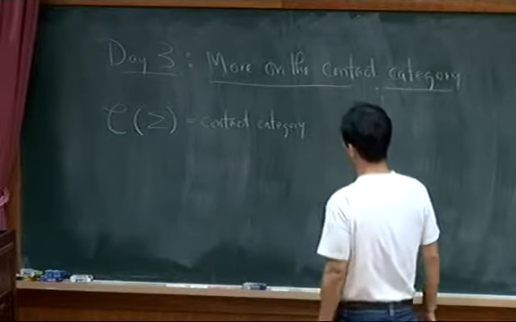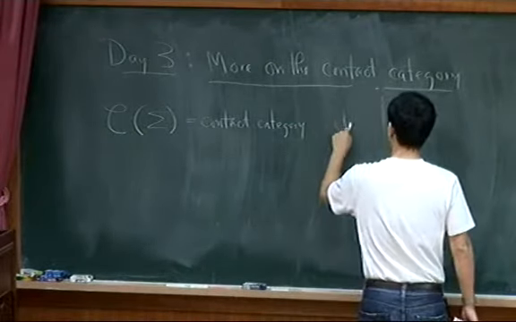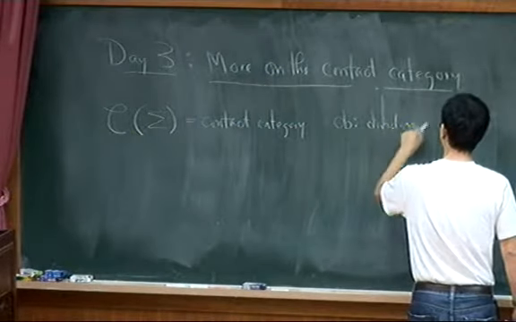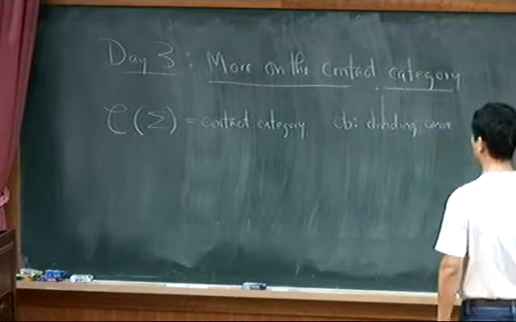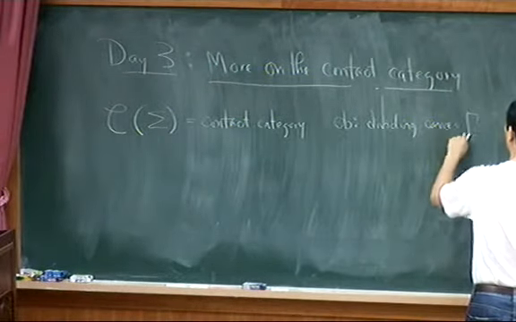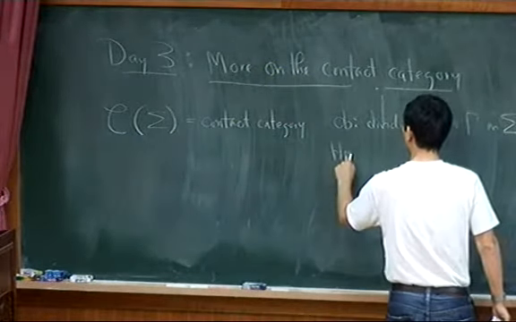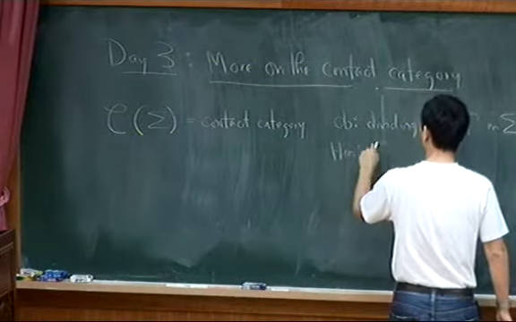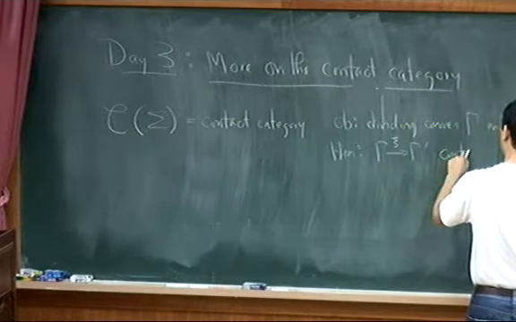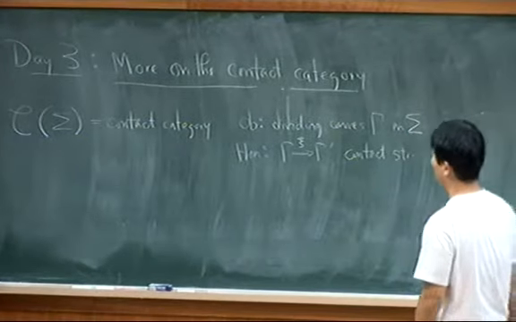And then, briefly speaking, the objects are dividing curves. Right, these are embedded one-manifolds on the surface, which divide surface sigma into alternating positive and negative regions. So dividing curves gamma on sigma. And then the morphisms, let's say from gamma to gamma prime, are just contact structures with the prescribed dividing set. So that was the contact category.